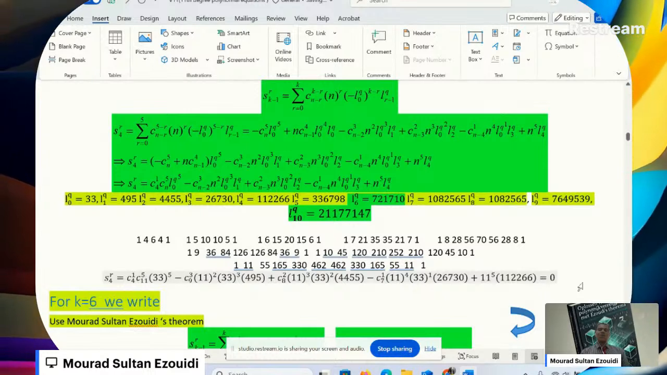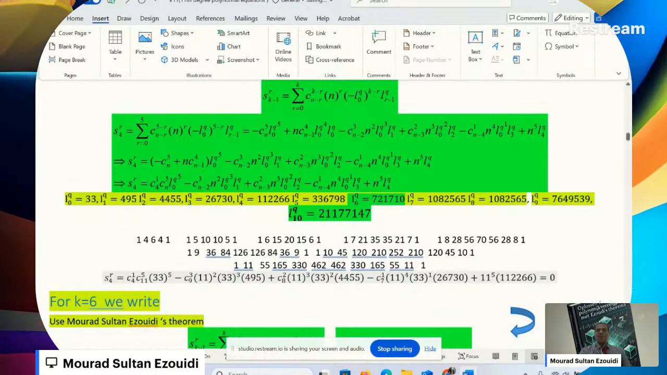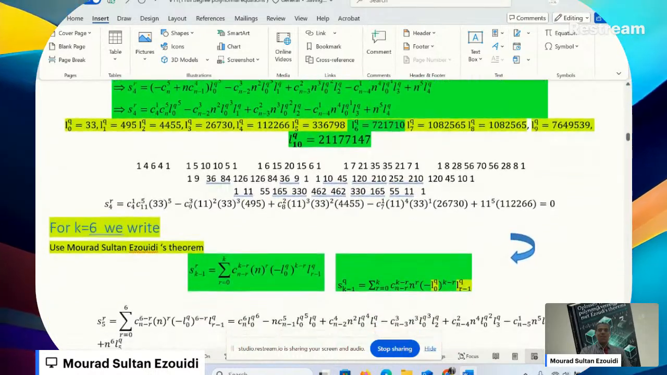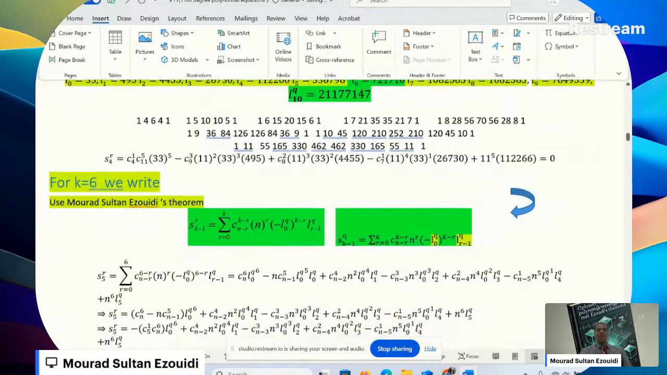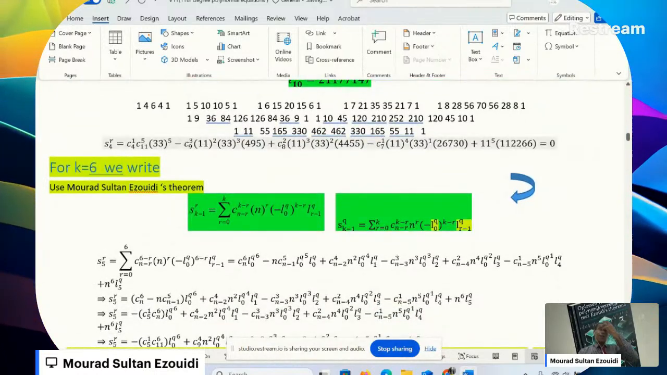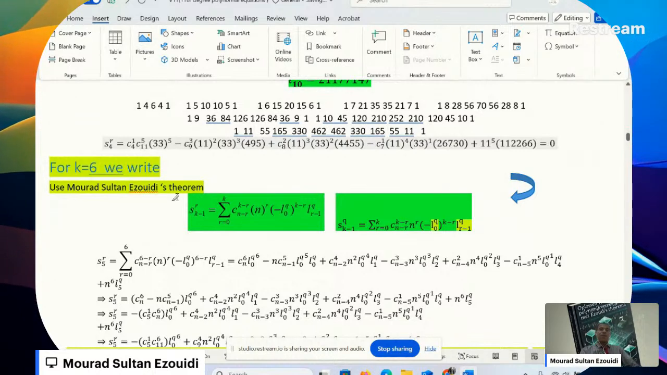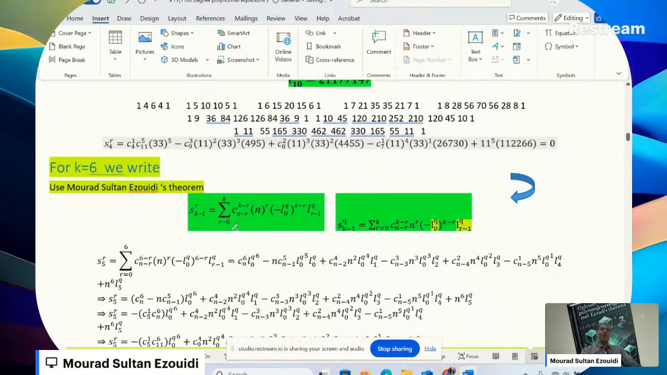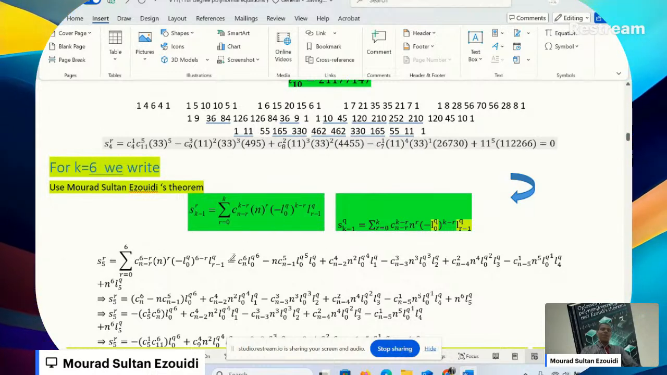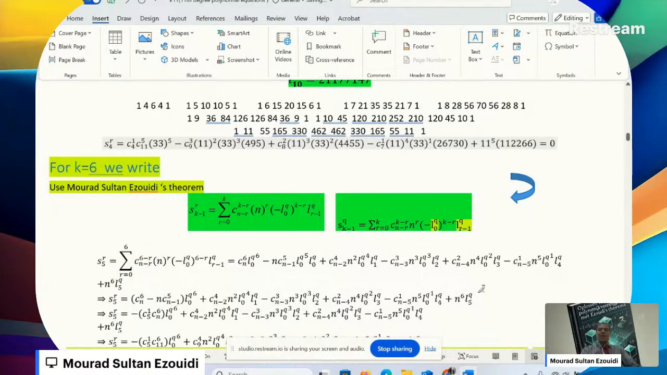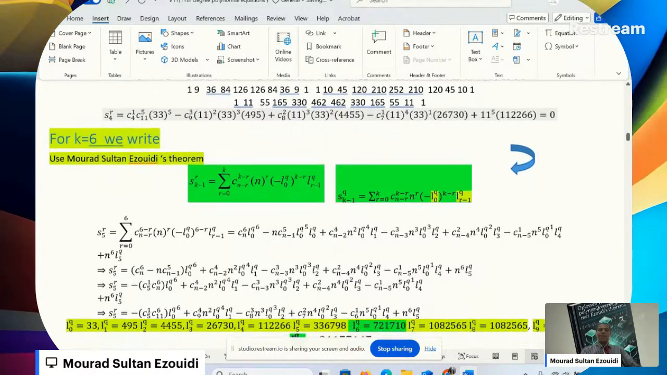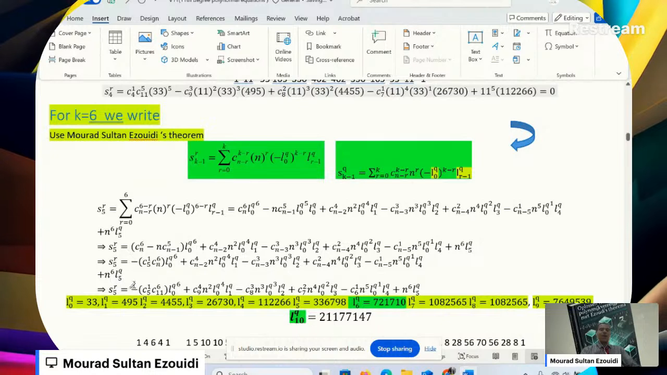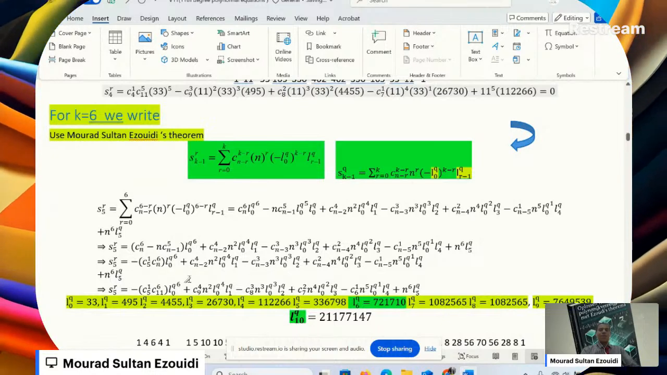Now we can summarize it. We found S0 equals 0, S1 equals 0, S2, S3, and S4 also. We continue. We'll find also S5 and S6 and S7, S8 and S9, and we stop at S10, the 11th coefficient of my 11th degree polynomial equation. So here, put k equal 6 in the discriminant formula or in the Ezouidi theorem. You are going to write your formula in its simplest form, which is written as S subscript 5 of order R, which is equal to this.